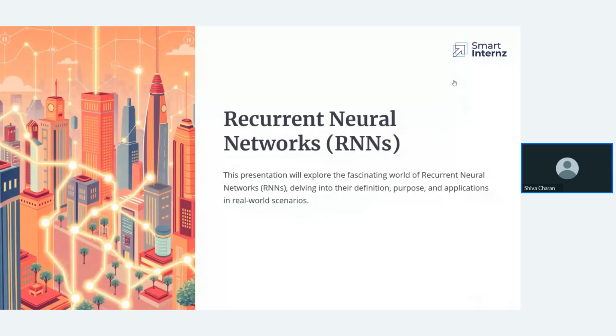Recurrent neural networks. What exactly are recurrent neural networks? Here we will get to know what exactly recurrent neural networks are, why these neural networks came into the picture, what their main function and purpose is, and also the applications and real world scenarios. So we'll just start this.